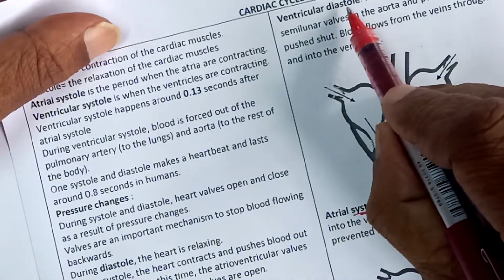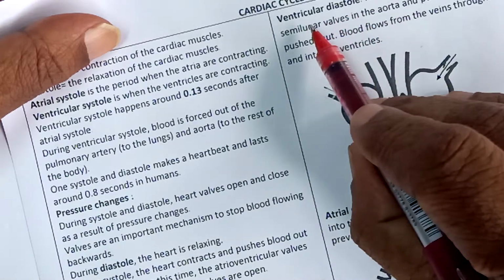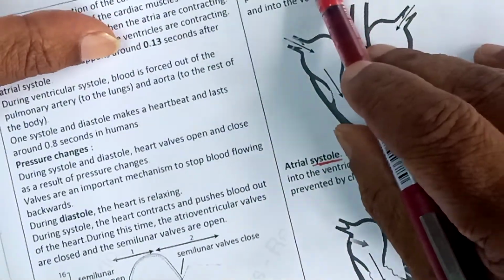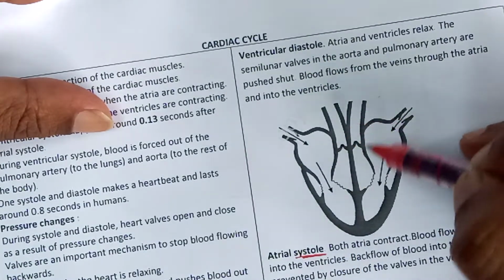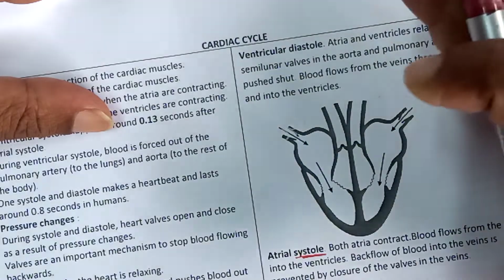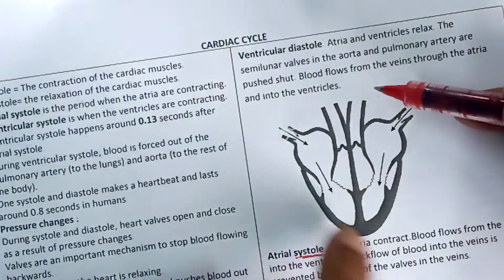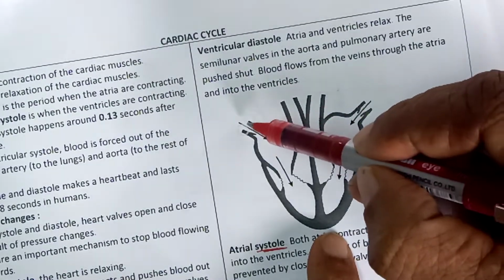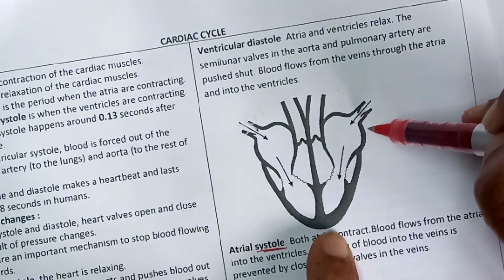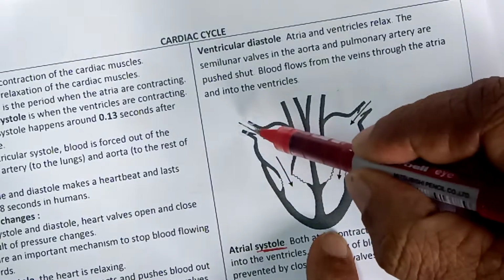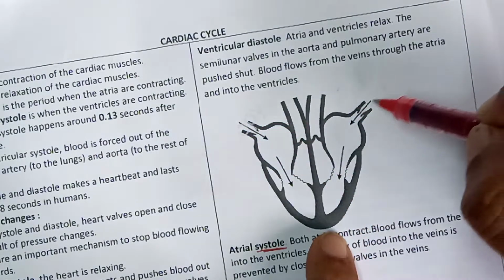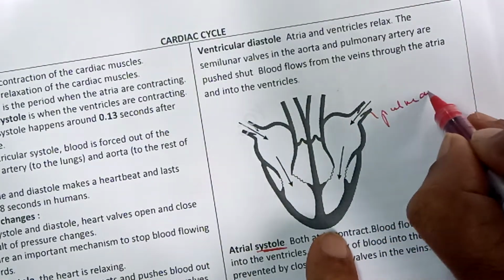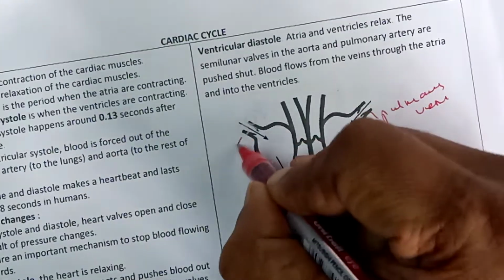And the ventricular diastole means the ventricles are relaxing. Now, what happens here? You can see for some time both are relaxing. So blood from the vena cava and the pulmonary vein is here. This is the pulmonary vein, and this is the vena cava.